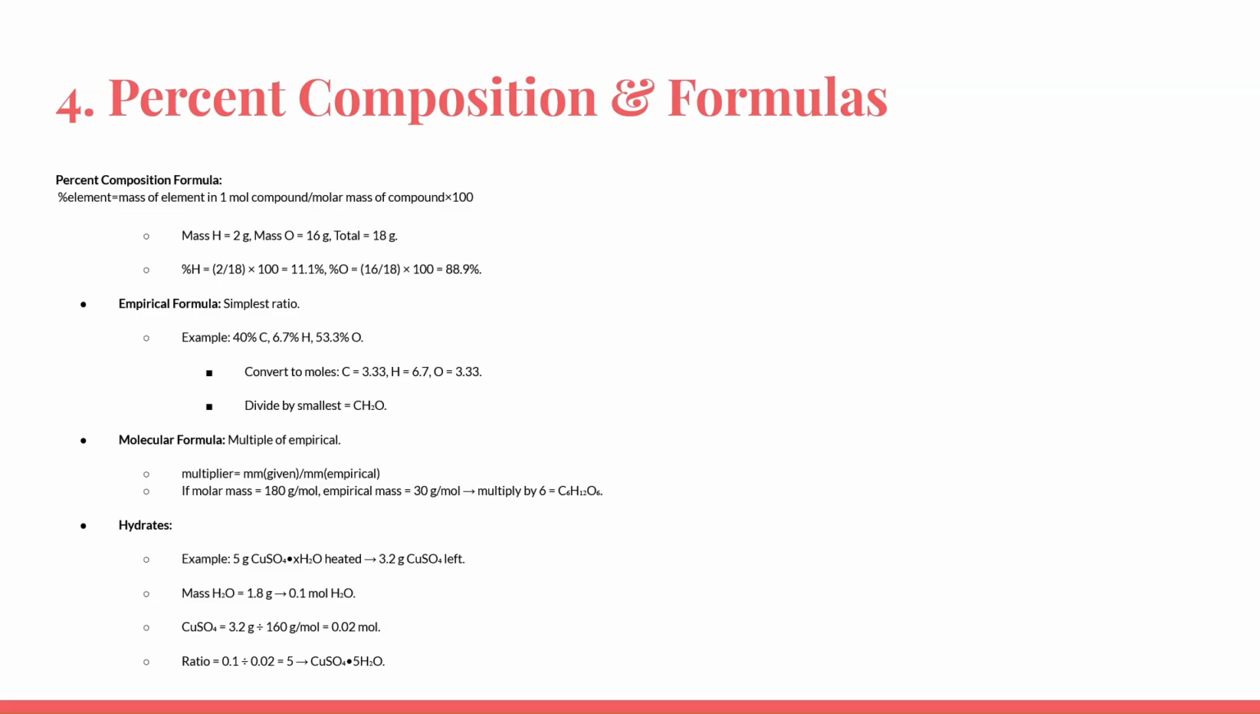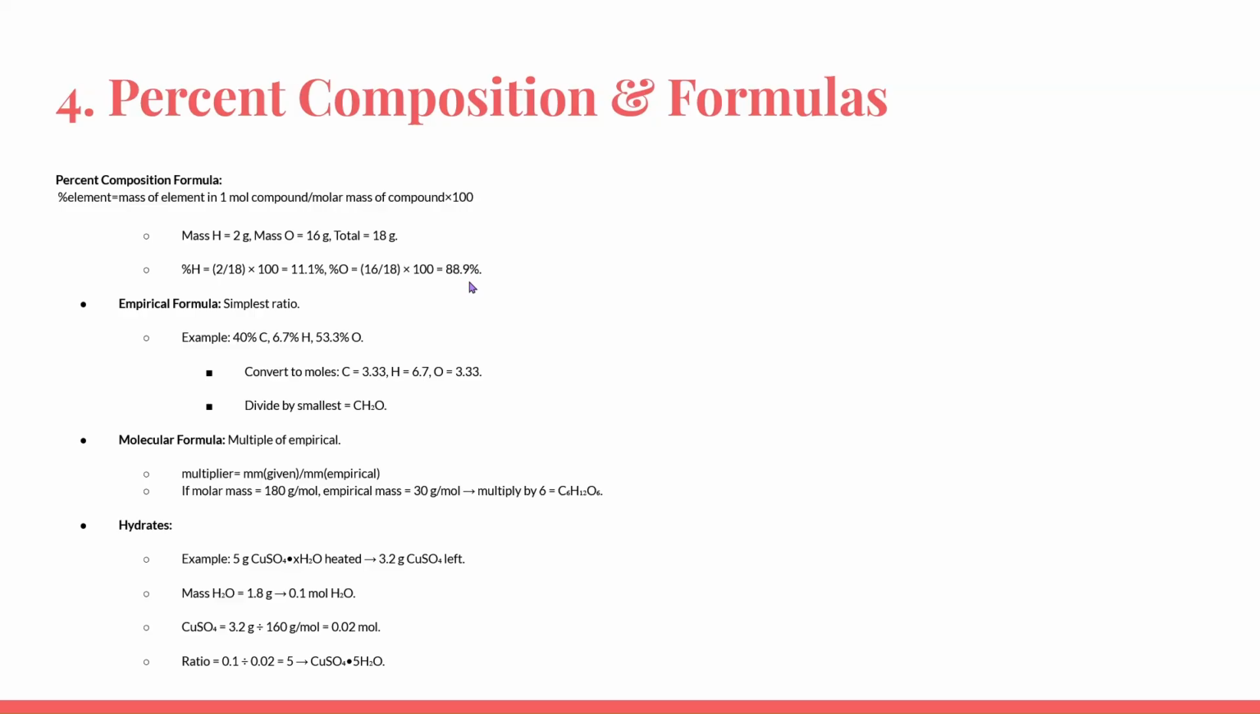So the percent composition formula is percent element equals mass of element in 1 mole of compound divided by molar mass of compound, and then all of that times 100. So right here we have mass of hydrogen equals 2 grams, mass of oxygen equals 16 grams, and then the total is 18 grams. So then you do percent hydrogen, you do 2 grams out of the 18 times 100, which would give you the percent of hydrogen in the compound. And then since you have 16 grams of oxygen, you divide that by 18 and then times 100, which would give you the percent of oxygen in that compound.